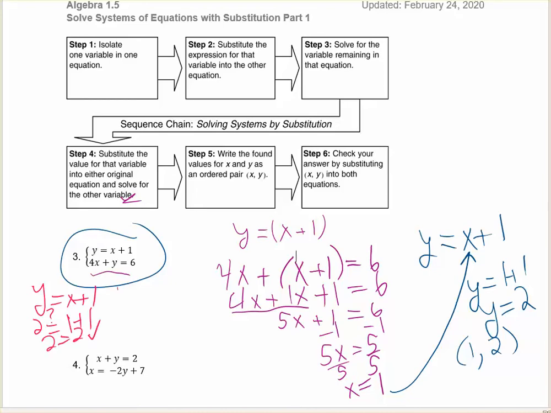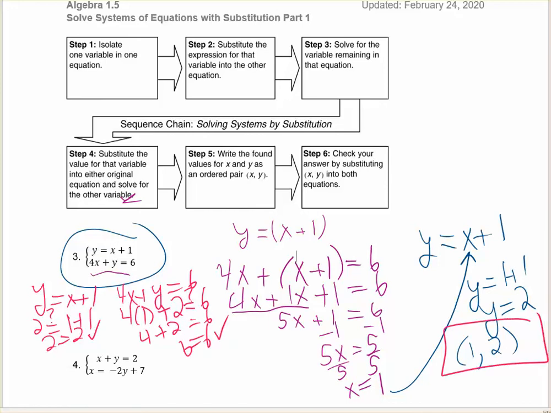Then I check it in the other one. 4x plus y equals 6. So 4 times x plus y, does that equal 6? So 4 times 1 is 4, plus 2 does equal 6. 6 equals 6, so it works in both of them. So this indeed is my solution. Now if that hadn't worked, then I would stop and look back and find a mistake that I must have made, because your answer has to work in both of the equations when you're done.